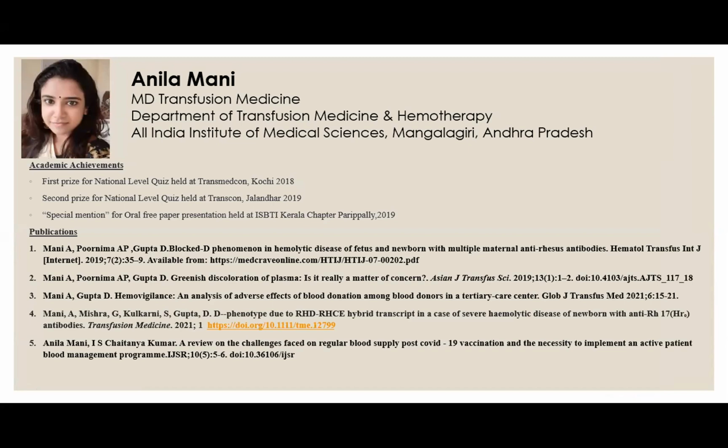So the next presentation is on D phenotype due to RHD-RHce hybrid transcript, a case report. This is on the rare Rh phenotype D, and I think Anila is presenting. I think the molecular typing for this phenotype we have done in our institute. Anila is a very bright student, MD in transfusion medicine from Sri Chitra, I think Dr. Debashish Gupta's student, and now she has joined All India Institute of Medical Sciences at Mangalagiri, Andhra Pradesh. Congratulations for your new venture. She has received many academic achievements, and I would call her my student because she attended our training program and was with us for nearly a month. So, over to you, Anila.